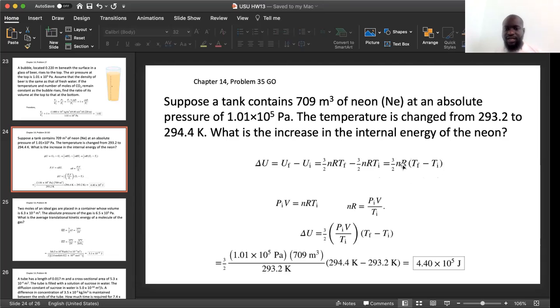And we know how to find nR because P initial V equals nRT initial. We don't know the number of moles, but we can find nR because they are both constant, they are the same. So it's going to be P initial V over T initial. So I use that for nR in this equation up here, and that gives the change in internal energy.